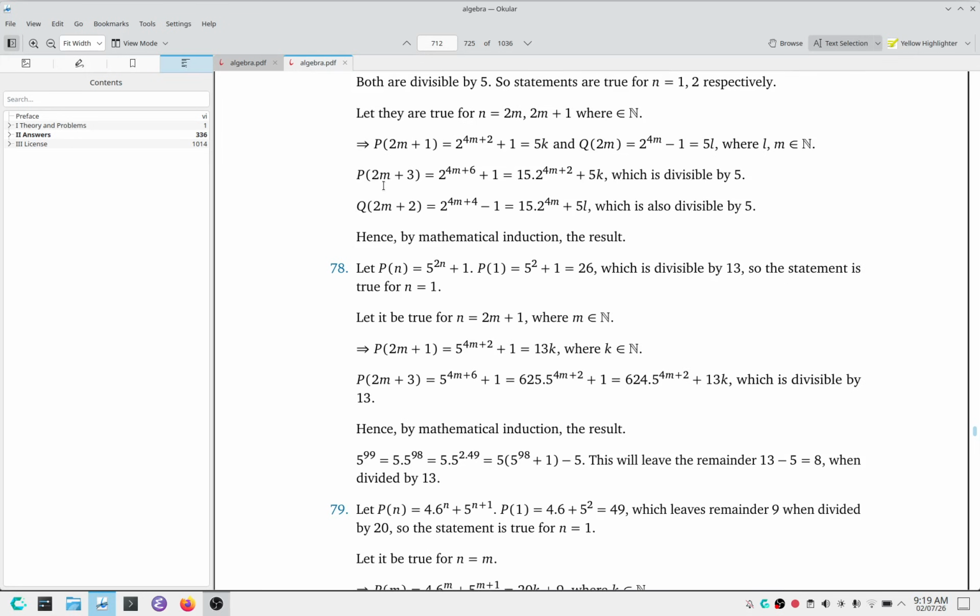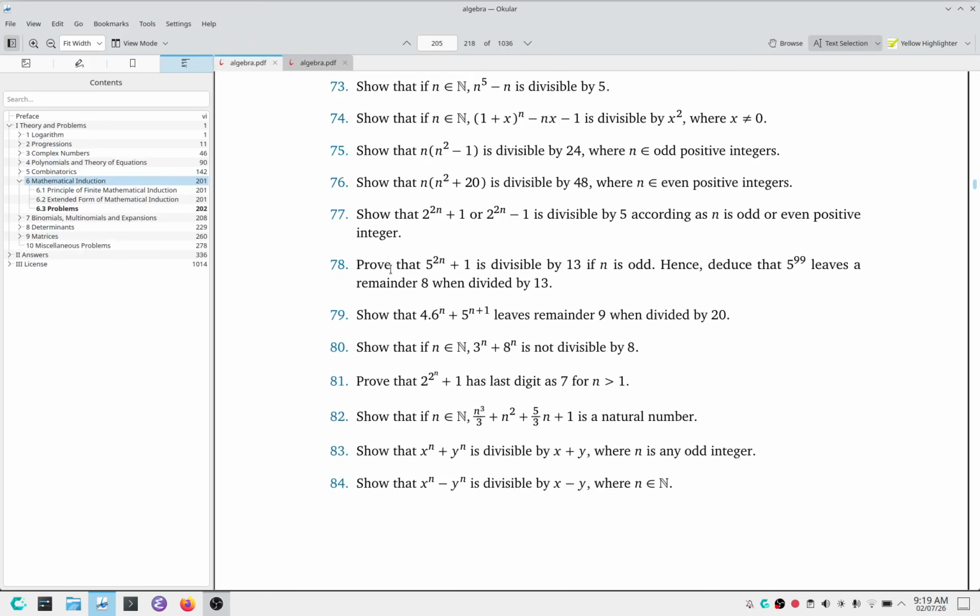Then we put n is equal to 2m plus 3, we get 15 times 2 raised to the power 4m plus 2 plus 5k, which is divisible by 5. And we put n is equal to 2m plus 2, we get Q(2m plus 2) is equal to 2 raised to the power 4m plus 4 minus 1, which is equal to 15 times 2 raised to the power 4m plus 5l, which is also divisible by 5, and hence by induction we have the result.